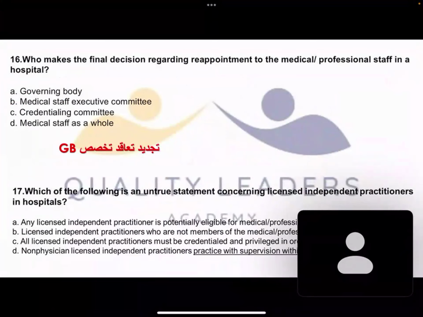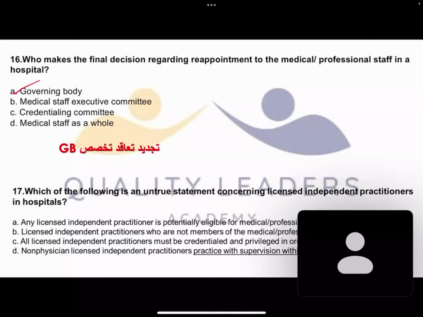16. Who makes the final decision regarding reappointment to the medical professional staff in a hospital? A, governing body. B, medical staff executive committee. C, credentialing committee. D, medical staff as a whole. Governing body, yes. Very good. Okay, Radha, this is clear? Yes, governing body. Okay, very good. Next is 17.